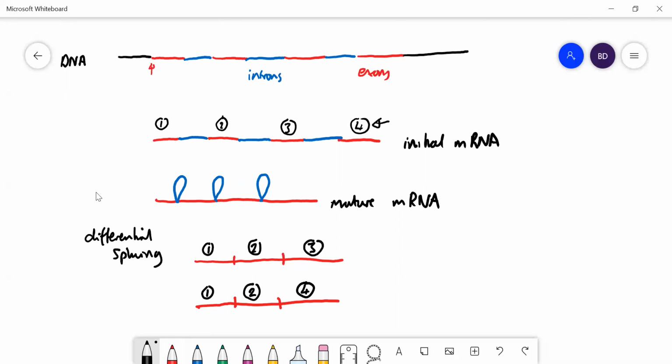It's kind of a modular approach to making proteins. Different bits can be bolted on or taken off. So that's some of the perhaps possible reasons why cells have these intron sequences which are not translated.